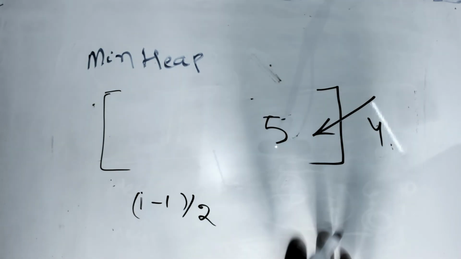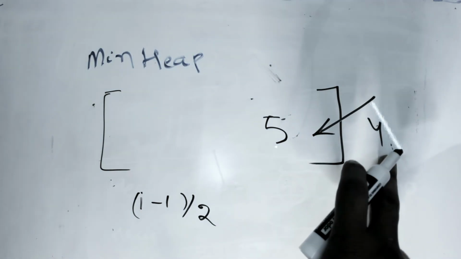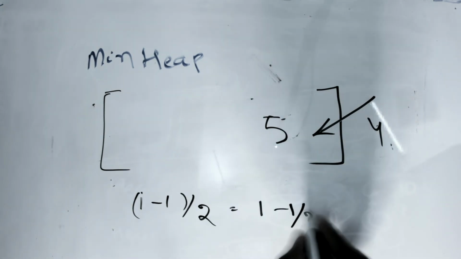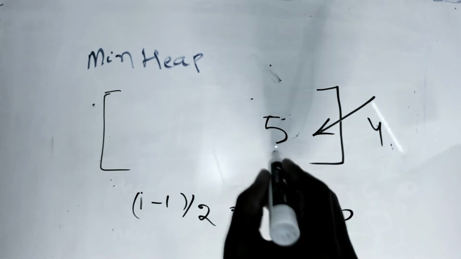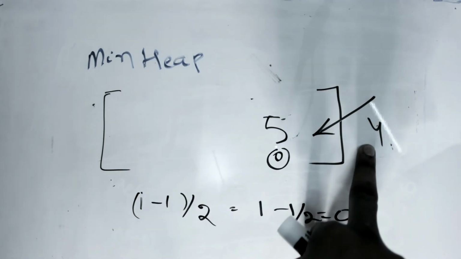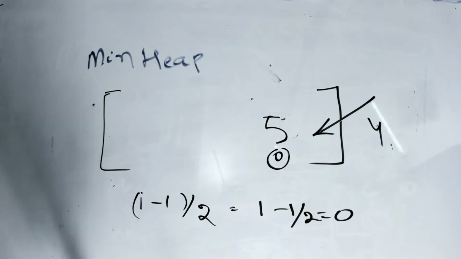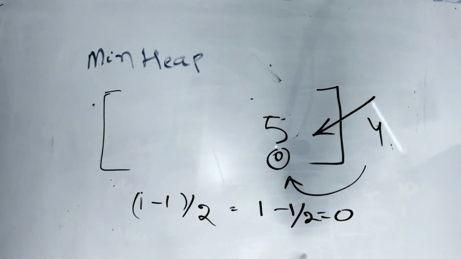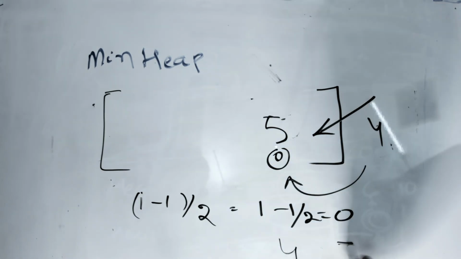So what happened here when we insert 4 is it will be at index 1. So (1 minus 1) by 2 equals 0. So parent is 0. Is 5 greater than 4? Yes. Then we have to swap it because we are creating a min heap. So now it gets swapped and our items become 4 and 5.